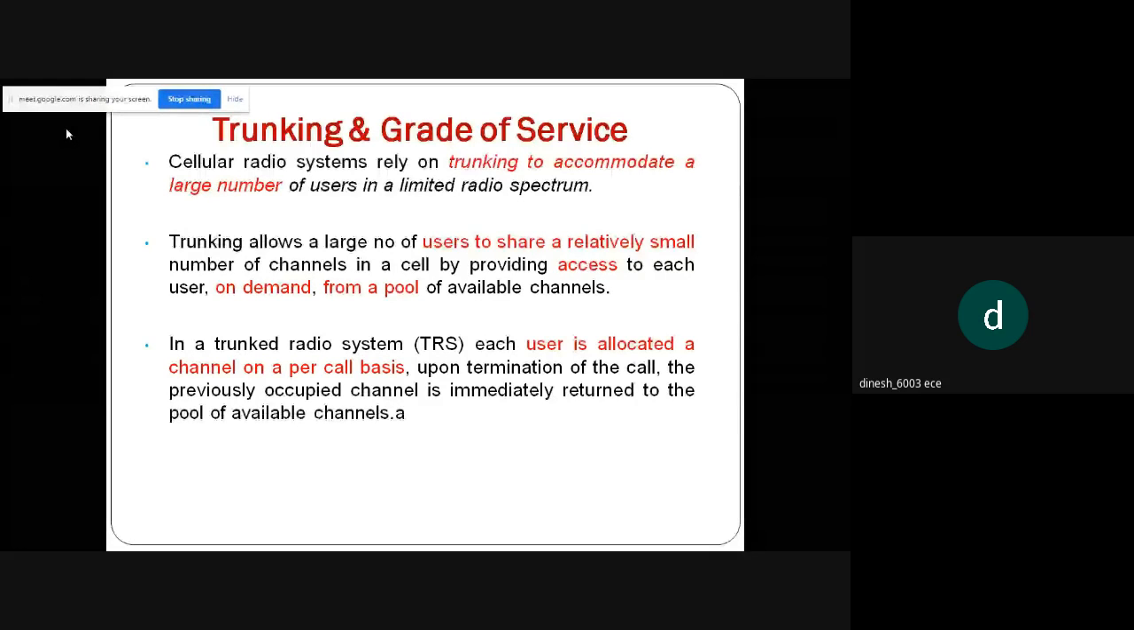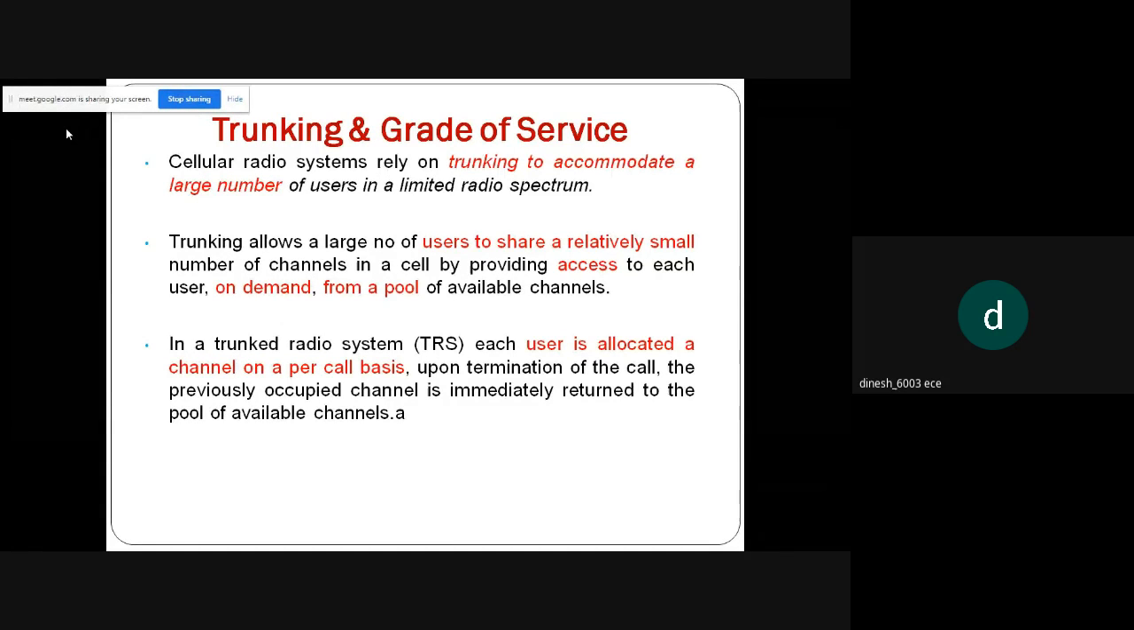Okay, then what is this? The trunking allows a large number of users to share a relatively small number of channels in a cell by providing access to each user, either on demand or from a pool of available channels. So this trunked radio system is meant for that purpose, particularly where each user is allocated a channel. So for every user, a channel will be present for every call.